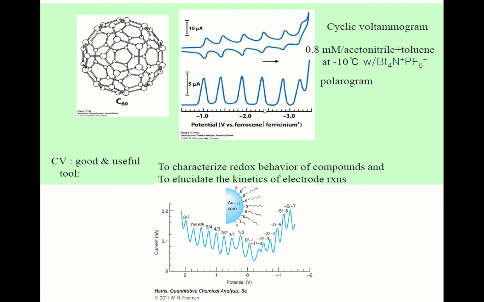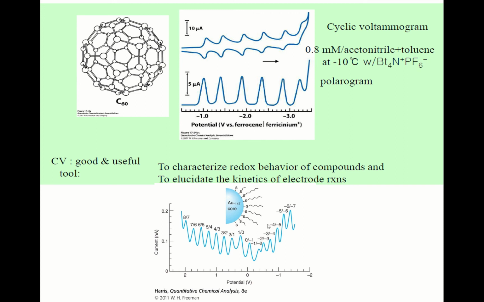And this lower curve is the square wave voltammetry, right? It gives the peak-shaped voltammogram here, right? And also it gives 1 2 3 4 5 6 peaks. And this is more evident than CV.